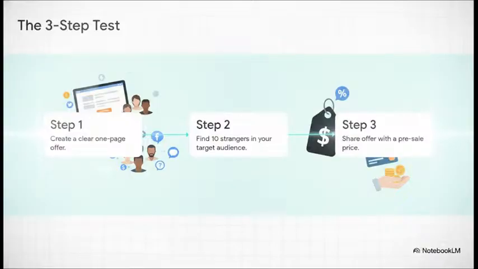Step 2, go find 10 strangers in your target audience. We're talking Reddit, Facebook groups, specific forums where people are already complaining about the exact problem you're trying to solve. Step 3, share that offer with a pre-sale price or require a deposit. You have to include a price tag because price is the ultimate filter. You want to measure true buying intent, not just casual curiosity.